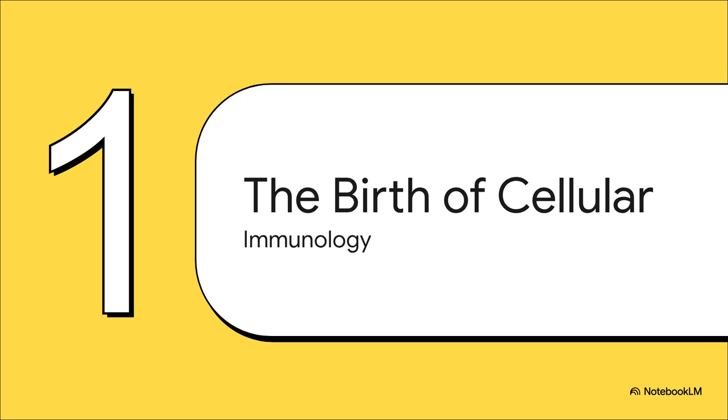To really appreciate the origins of cellular immunology, we have to transport ourselves back to the late 19th century. This was an absolutely revolutionary time in science, a period that was profoundly shaped by the work of giants like Louis Pasteur and Robert Koch. Now, their research collectively established what we now call the germ theory of disease. They proved, irrefutably, that specific microorganisms were the direct cause of specific infectious diseases.